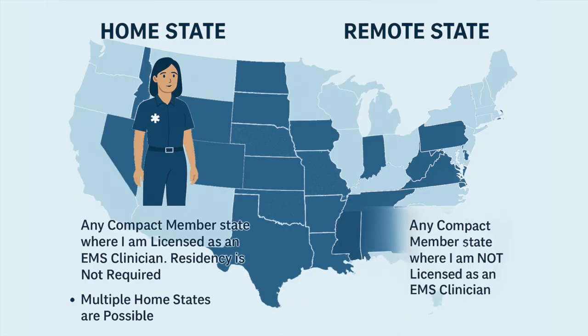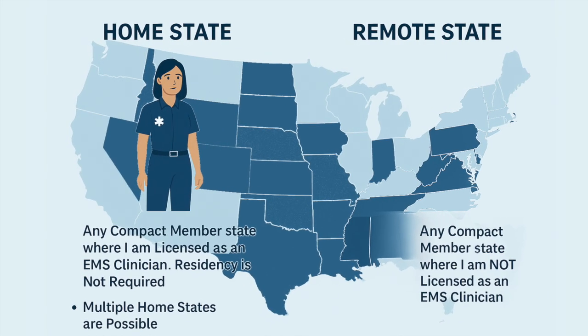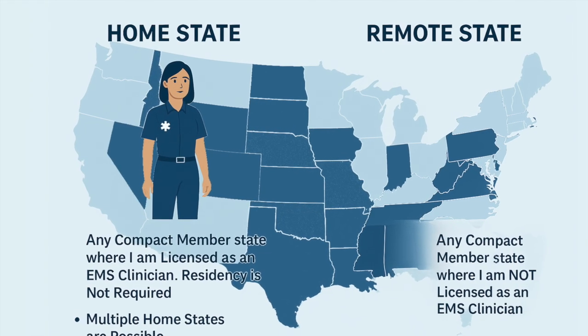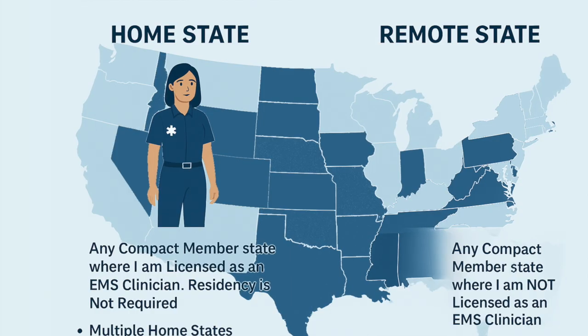In addition to that, the EMS Compact operates on this concept of a home state and a remote state. So a home state is, simply put, any state in the United States that's a member of the compact where you are licensed. So, for instance, as you already know, I'm licensed in the state of Colorado. Colorado is a member of the compact, and I'm licensed there. So that's my home state.